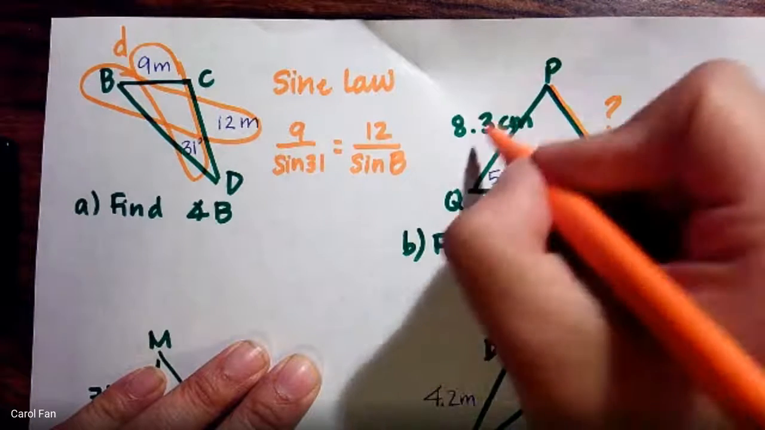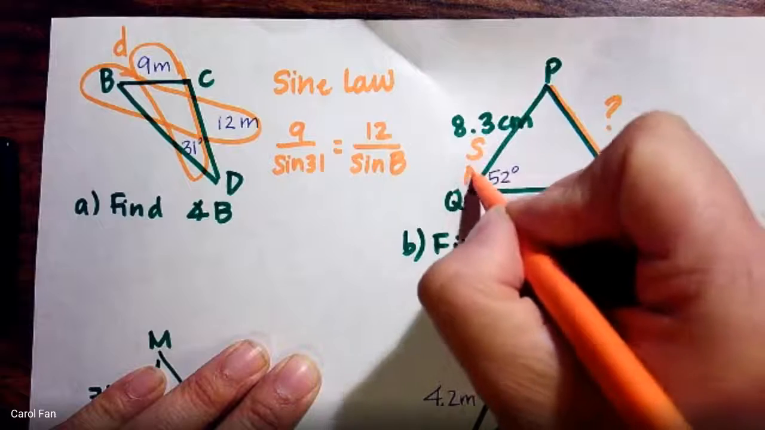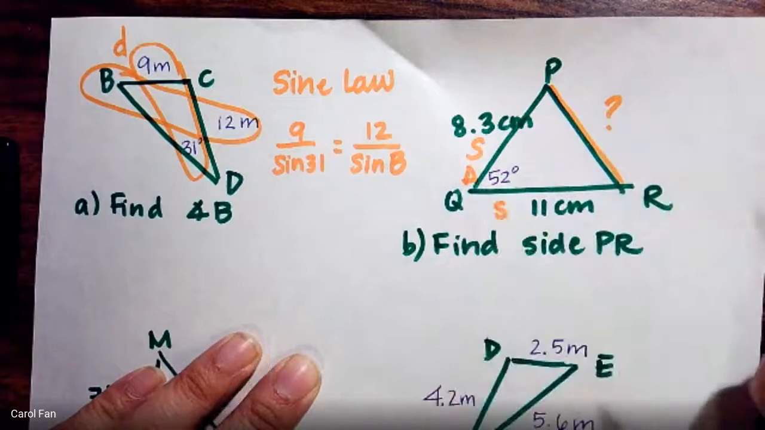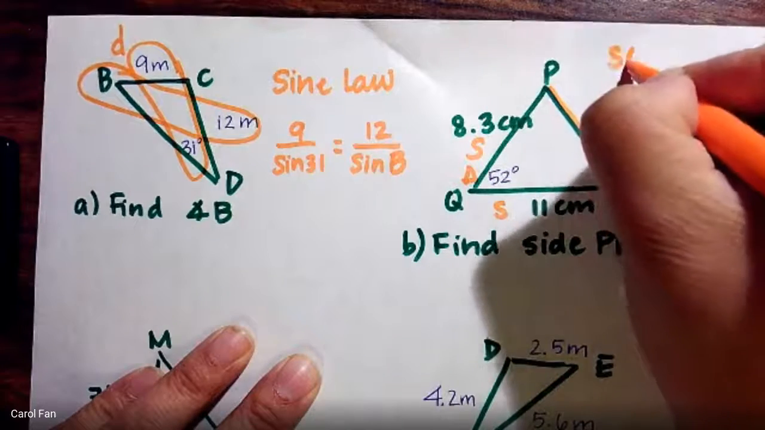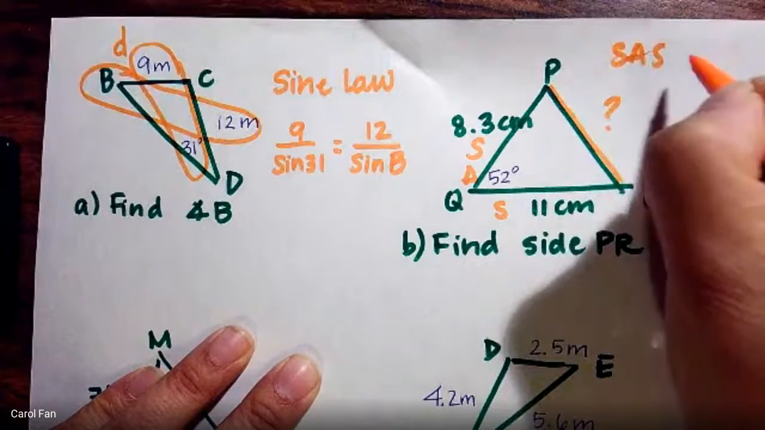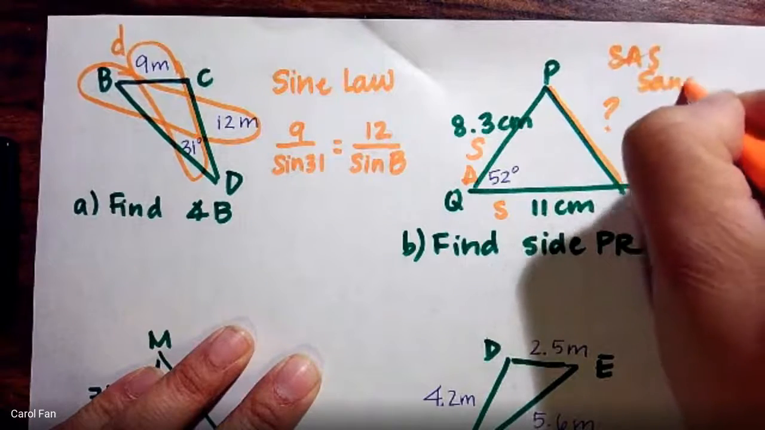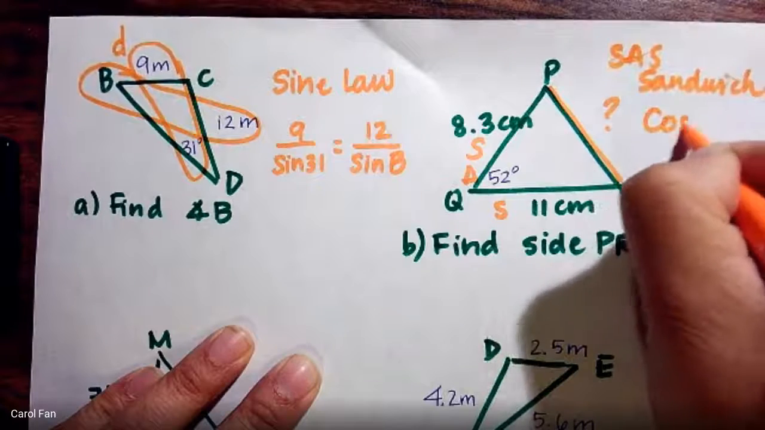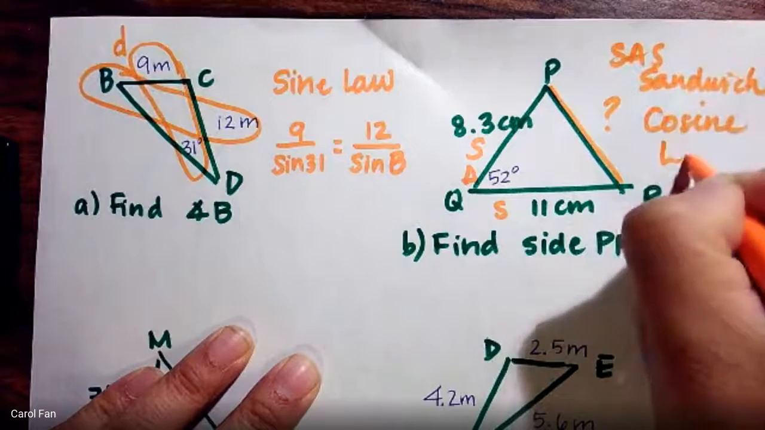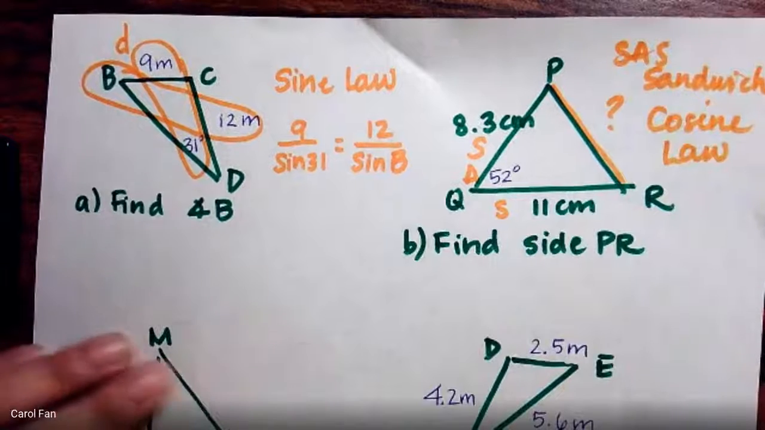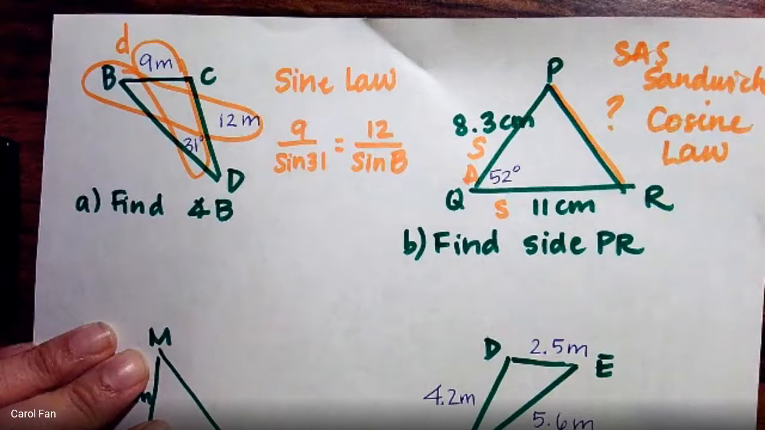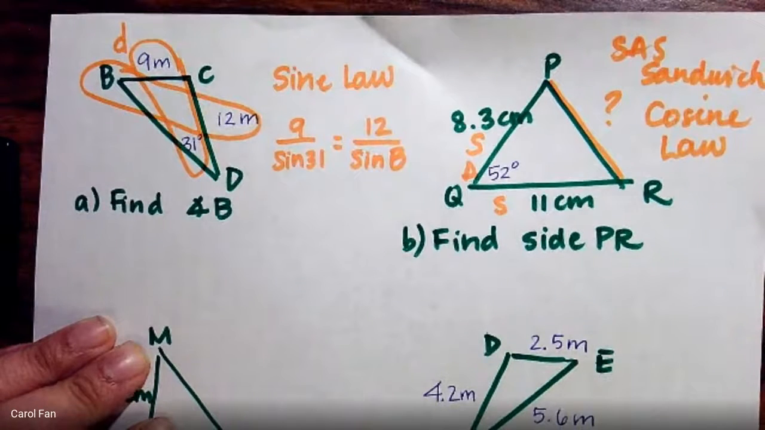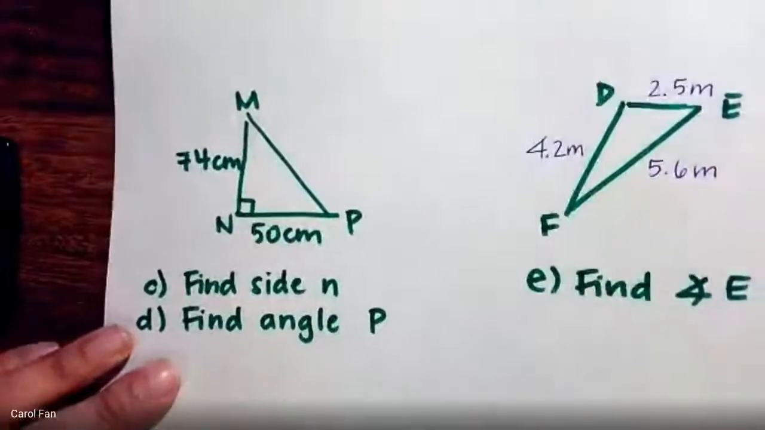Now I see that I've got one side, one angle, one side. So I've identified a side angle side sandwich. That means that this is going to be solved using our cosine law. Great.